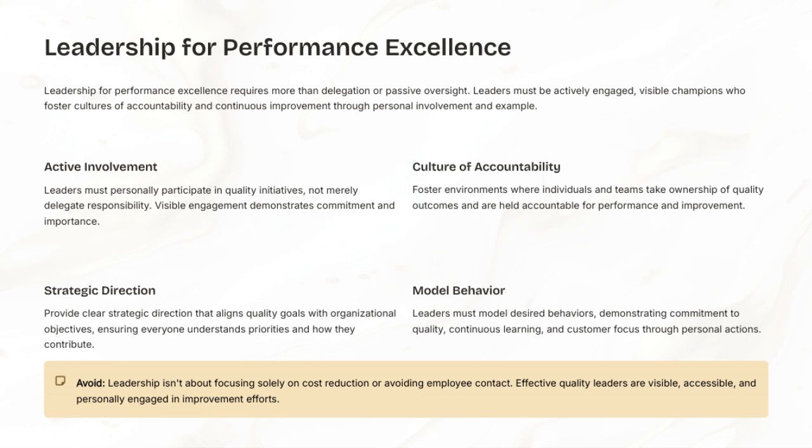Leadership for performance excellence is really about more than just overseeing. It's about being actively engaged, being visible, and setting the right example. When leaders lead by personal involvement and model the behaviors they want to see, they foster a culture where accountability and continuous improvement thrive. That's the true power of effective leadership in driving quality.